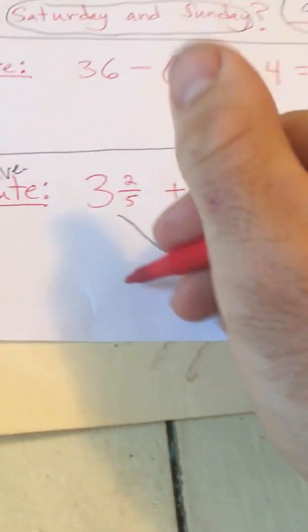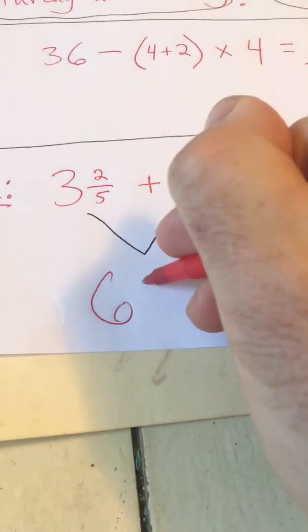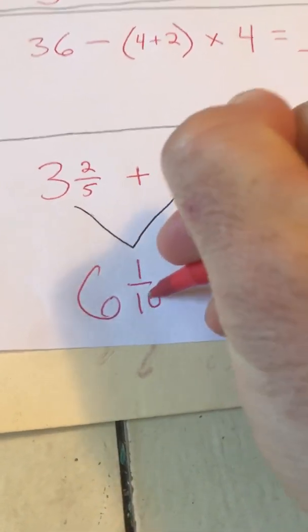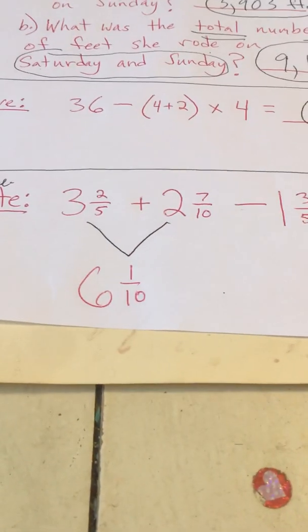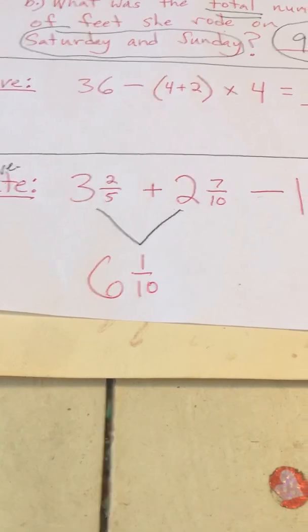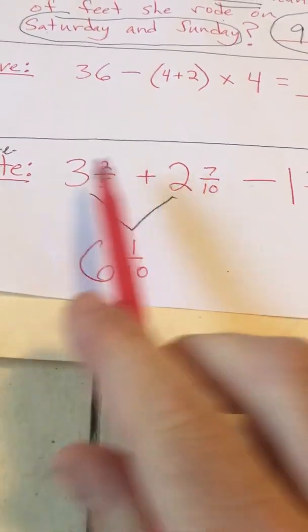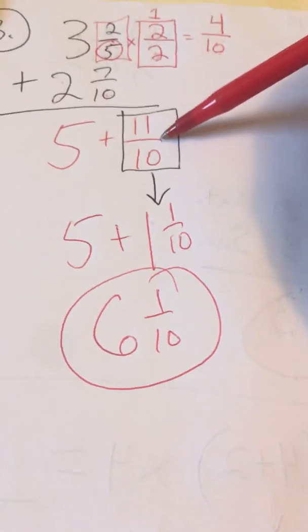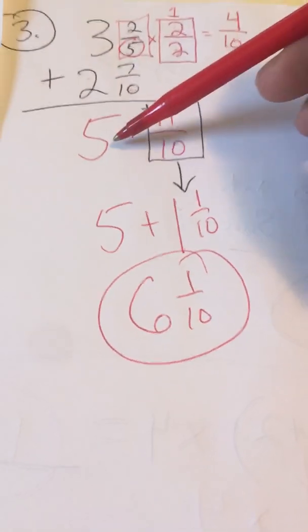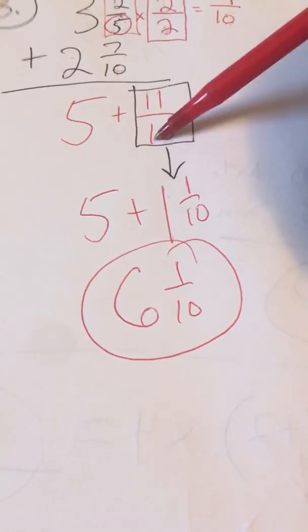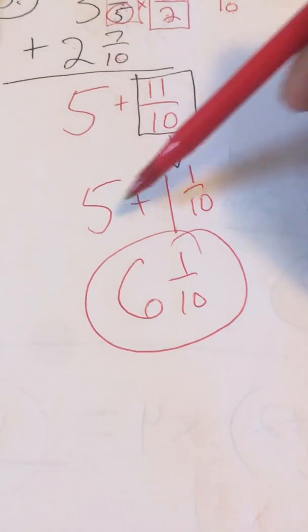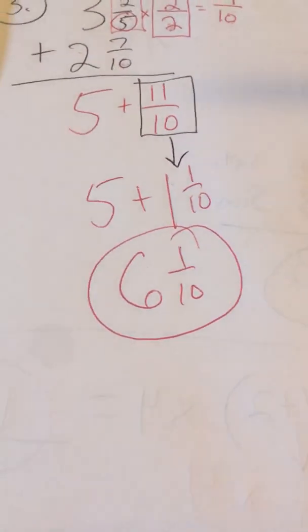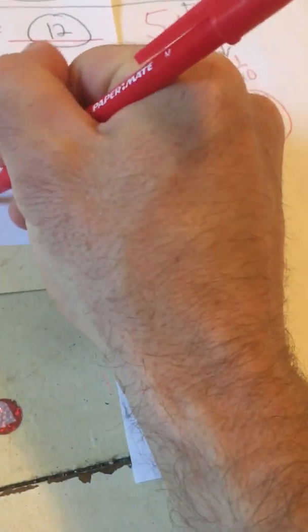So far we did 3 2/5 plus 2 7/10, and it's 6 1/10. We had 5 by doing 3 plus 2, but then when we added these fractions, it ended up being more than 1. So our answer ends up being more than 5. It ends up being 6 because this is more than 1. This is 1 1/10. So 5 plus the 1 1/10 makes 6 1/10. Now we have to do this subtraction. Minus 1 3/5. And then we'll have our answer.